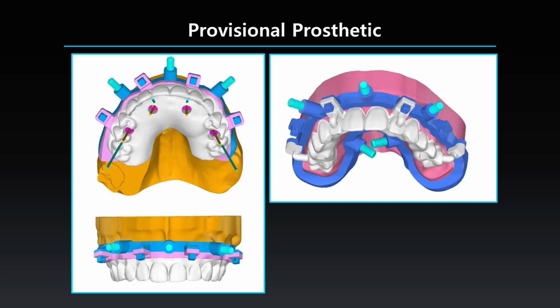Provisional prosthetic. The provisional is a strong and aesthetic prototype for the final restoration. It is designed for immediate load and extended use. The provisional is delivered the day of surgery and remains in use until the final prosthetic delivery.